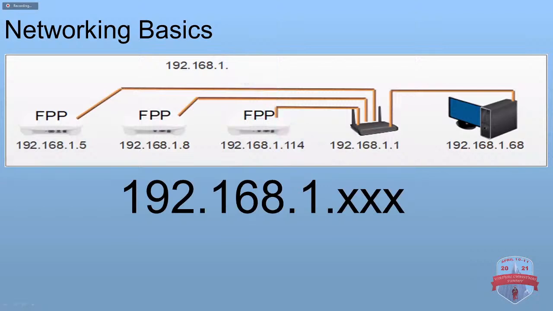So in this network, you could see that the subnet is 192.168.1. All the devices in that network start with the first 3 numbers of 192.168, and then the last number is the device number in that subnet. So the first one has a device number of 5, second one is 8, and all those devices can communicate directly with each other because they're all within the defined subnet.